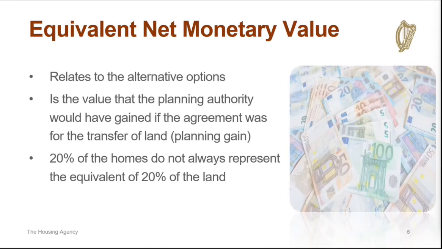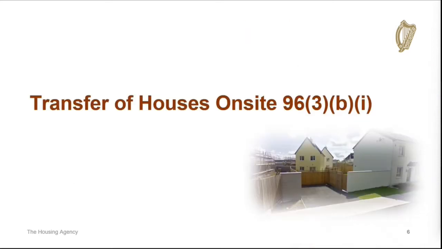When discussing the alternative options to comply with Part 5, a key term is the equivalent net monetary value. It relates to each of the alternative options and is the value that the planning authority would have achieved if the agreement was for the transfer of land. As 20% of the homes do not always represent the equivalent of 20% of the land, the value to be achieved under the alternative options should always equal 20% of the planning gain. We will now look at each of these options in more detail.